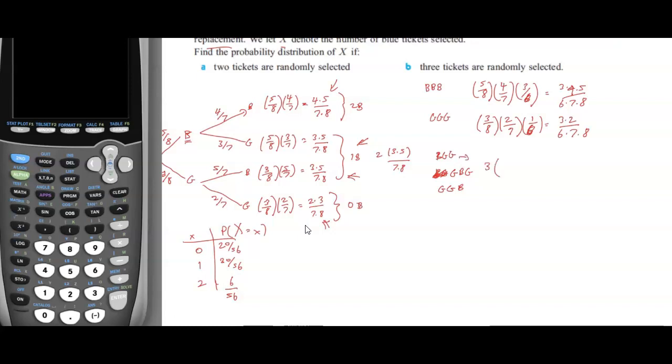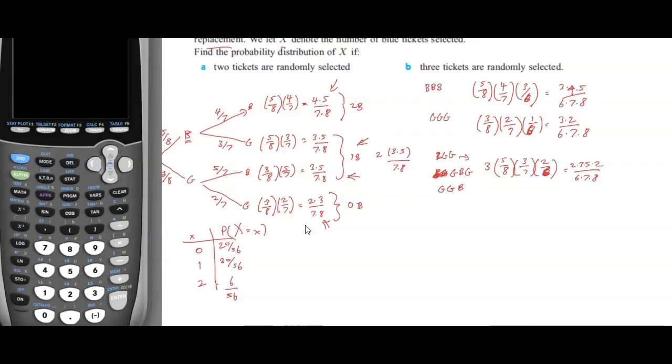So the probability of getting blue, green, green would be 5/8 to draw the first blue. Then it would be 3/7 to draw the first green, the second ticket. And then it would be 2/7 to draw the other, oh no, it would be 2/6. I always make that mistake there, don't I? So that would be 6 times 7 times 8 on the bottom, and then it would be 2 times 3 times 5 times 2 on the top.